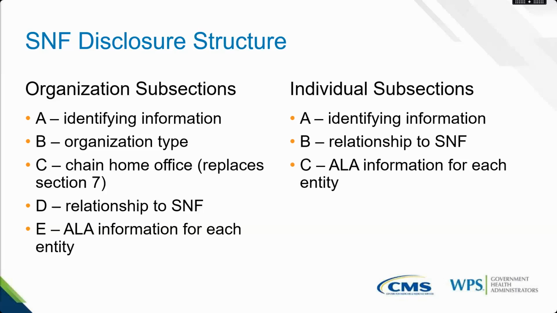B is going to be that ADP relationship, those yes/no questions that I just talked about. And they're really not going to vary that much between an organization and an individual. They're going to be worded a little bit differently, but we're really looking for that same information. They really mirror each other. It's just who we're reporting it for. And then subsection C, that's going to again be that adverse legal action for the individual being reported.